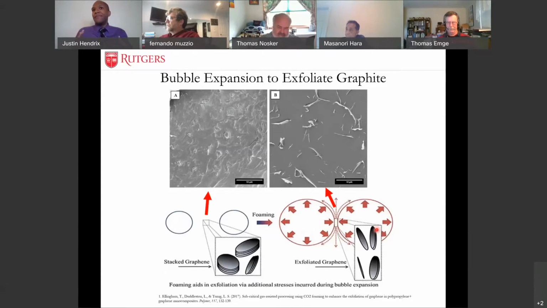And so you have this secondary component that adds another complex step once you get to your final composite. So the idea is we want to reduce complexity in our final material, especially in the processing.